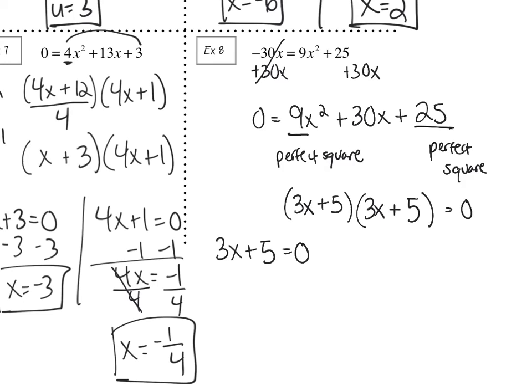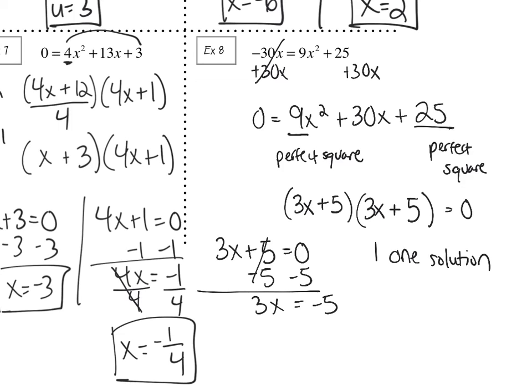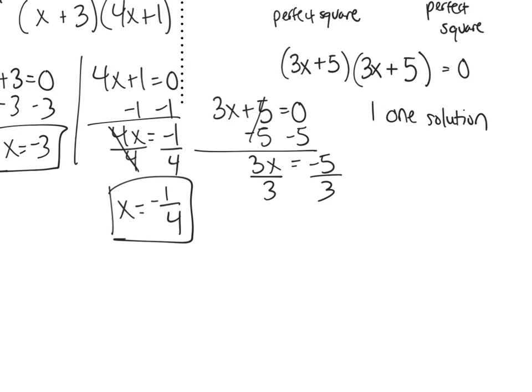So this is only going to have one solution. Okay, and it is going to be a fraction. So first step, minus 5. Okay, 3x equals -5. Then second step, divide by 3. So if I divide by 3, my final answer is the fraction x equals -5/3. And done.